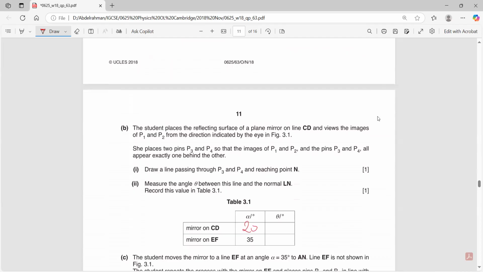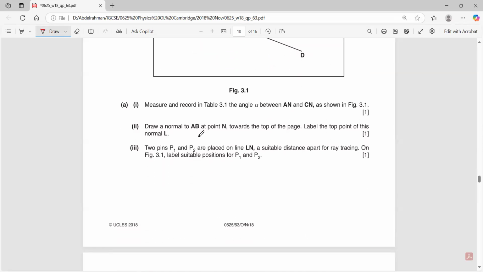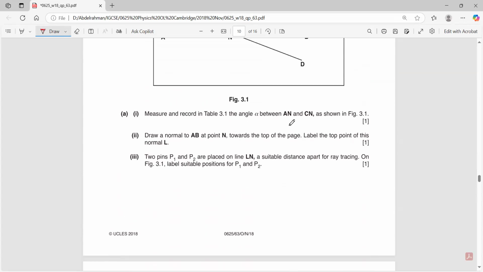Soon places the reflecting surface on line CD, and he repeats the experiment. Draw a line passing through P3 and P4 reaching point N. So you have to join these two lines, reaching point N. Again, using a ruler to be very accurate, from 3 to 4 all the way to N. And measure the angle theta between this line and the normal NL or LN.